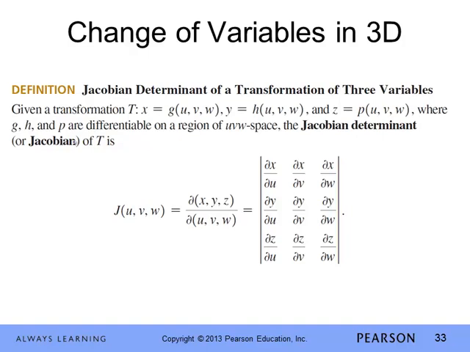Okay, so you're going to do partial of x with respect to rho, partial of x with respect to phi, and partial of x with respect to theta. And then you have partial of y with respect to rho, partial of y with respect to phi, partial of y with respect to theta, partial of z with respect to rho, partial of z with respect to phi, partial of z with respect to theta. And then go ahead and work that out.